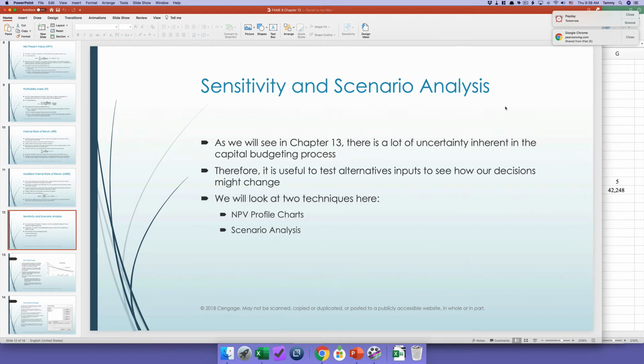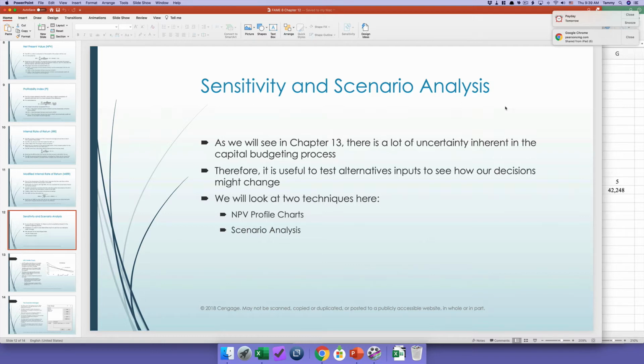Okay, we're getting on towards the end of chapter 12, and the last bit of skill set that we need to develop here. We'll look at a couple of different techniques for helping us to deal with uncertainty in capital budgeting. Chapter 13, which we're not necessarily going to do, I'm going to include information about it, but I'm not going to require it.